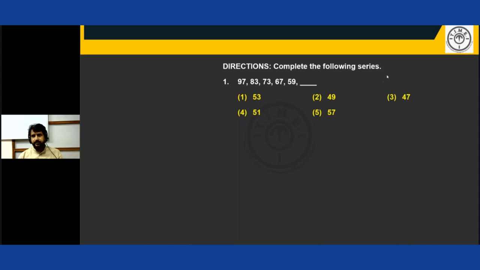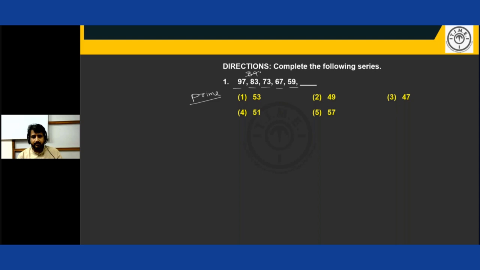Right, Karneshwar, your answer is absolutely right. Answer is 47. And here comes the logic. 97, 83, 89 is missing. First of all, 97, 83, 73, 67, 59 are prime numbers. You have to recognize these numbers. These numbers are prime numbers. 97 and 83, 89 is missing. So what you can say is that prime numbers are given in decreasing order, but not consecutive prime numbers. Alternate prime numbers are given.